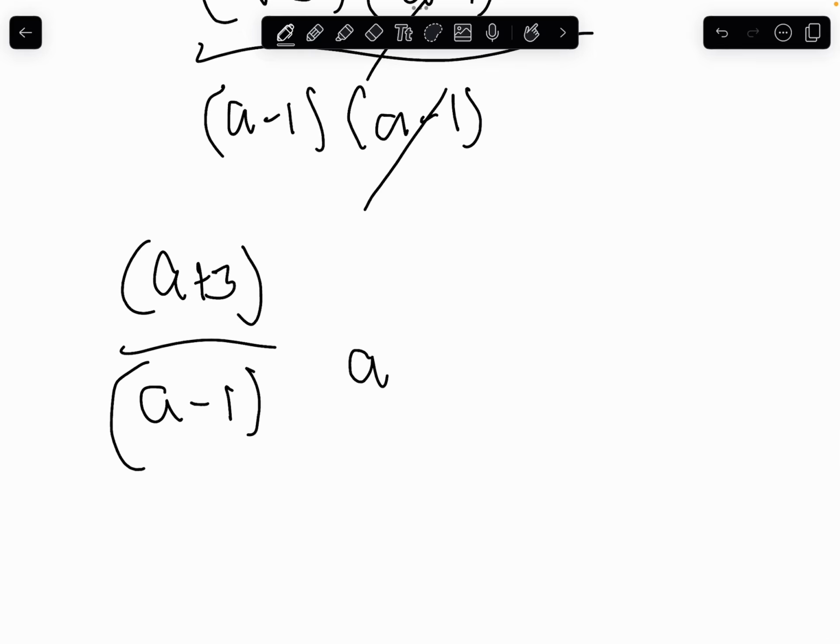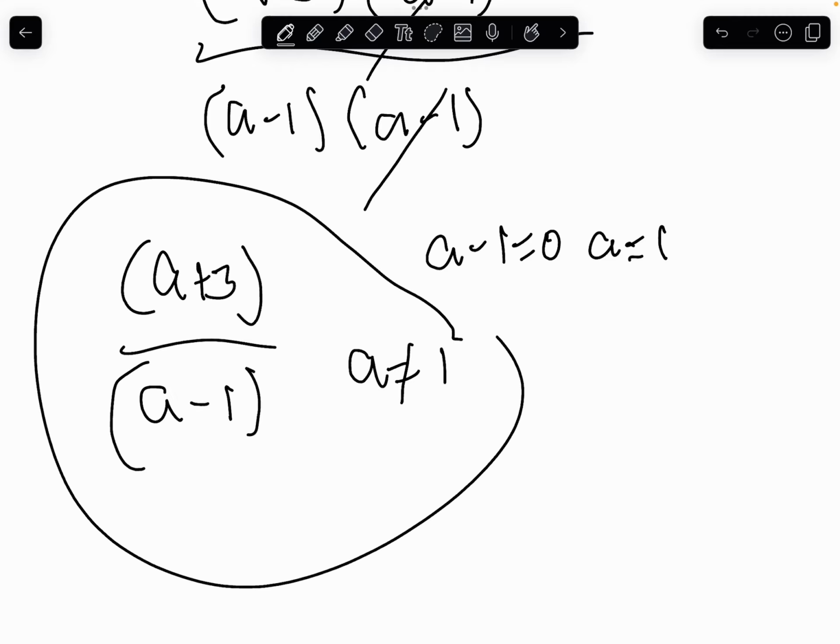And then we got to state what a cannot equal. So we do a minus 1 equals 0. A equals 1. So a cannot equal 1. So our answer is this.